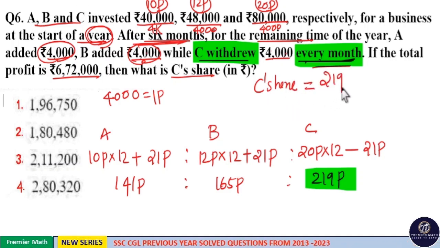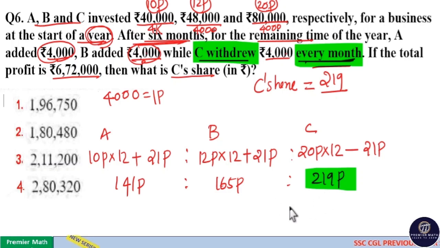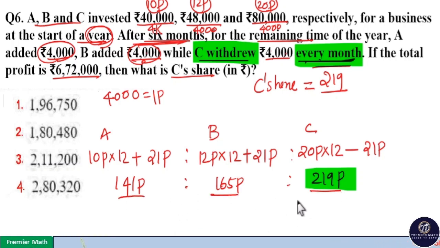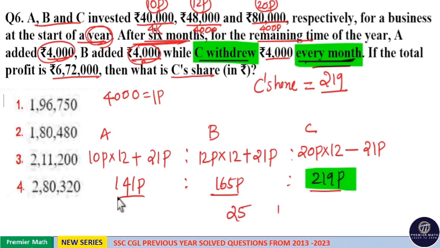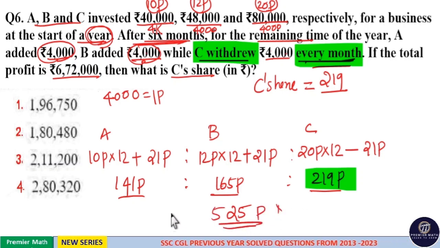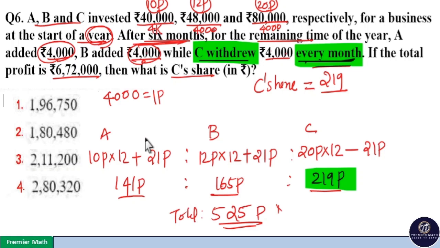So 219 part out of total part, which is 141 plus 165 plus 219. 9 plus 1 is 10. 10 plus 5 is 15. 1 plus 6 is 7. 7 plus 4 is 11. 11 plus 1 is equal to 12. Remaining 1. 2 plus 2 is equal to 4. 4 plus 1 is equal to 5. Total 525 part.